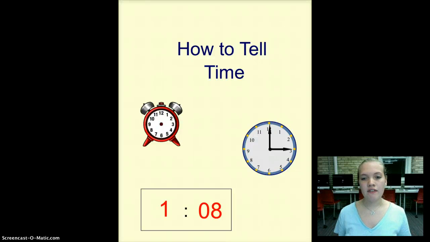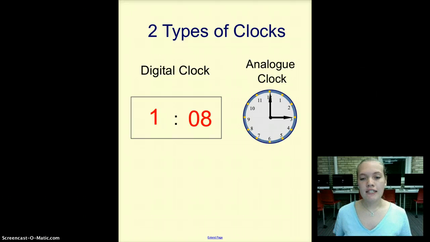Hello everybody, in this video we are going to learn how to tell time. So the first thing that we need to know is that there are two types of clocks. The first type of clock is called a digital clock. This is a picture of a digital clock. The second type of clock is called an analog clock. This is a picture of an analog clock.